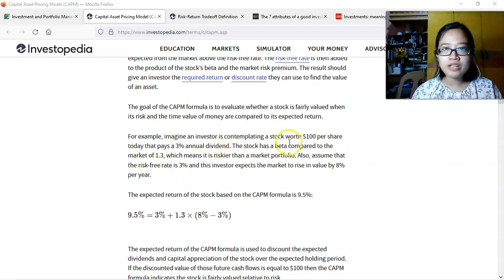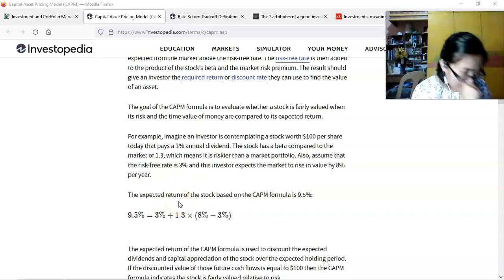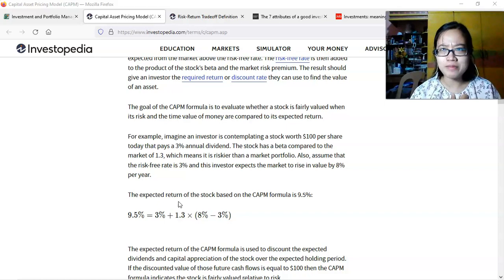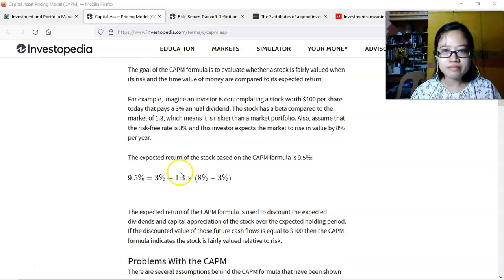So, example. A stock worth $100 per share pays a 3% annual dividend. The stock has a beta compared to the market of 1.3, which means it is riskier than a market portfolio. Also assume that the risk-free rate is 3%, and this investor expects the market to rise in value by 8% per year. Okay, so yung expected return of the stock based on the CAPM formula is 9.5%.